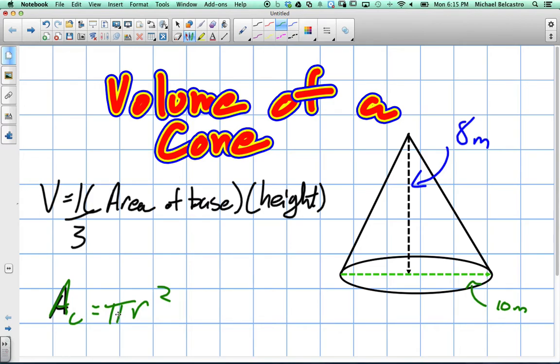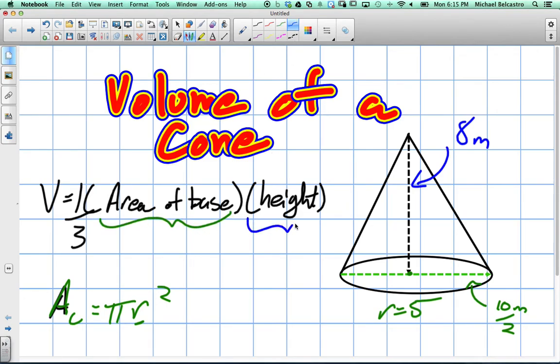So pi is a number. We don't have to figure that out. Squared is an operation we need to use. R is what we need to find, the radius. Do we know what the radius of this cone is? Yes. What is it? 5. That's right. You divide this by 2 because that's the diameter and our radius is 5. Perfect. So we can find the area of the base really easily. I'm going to put that in green.